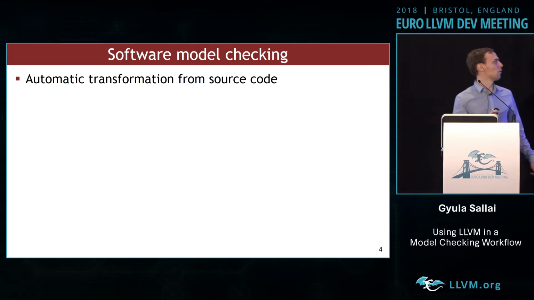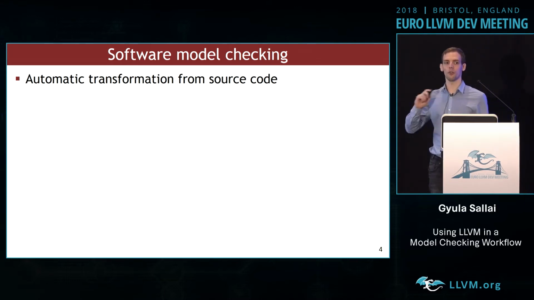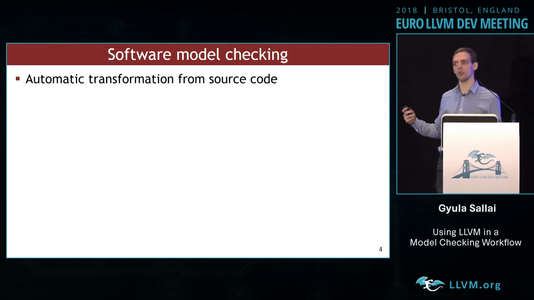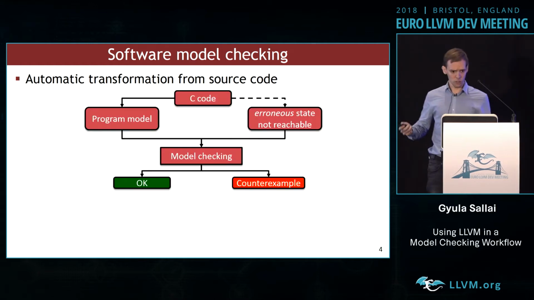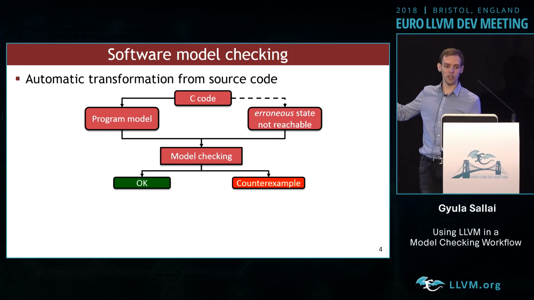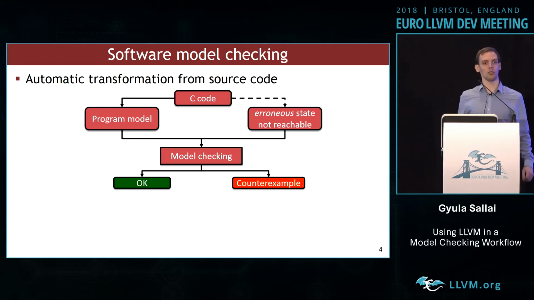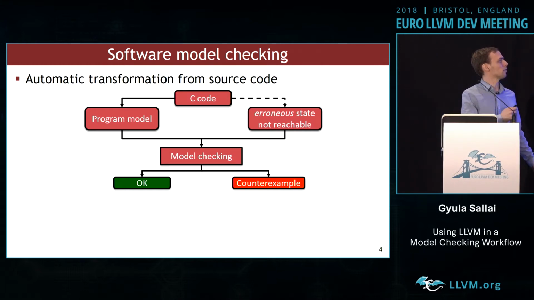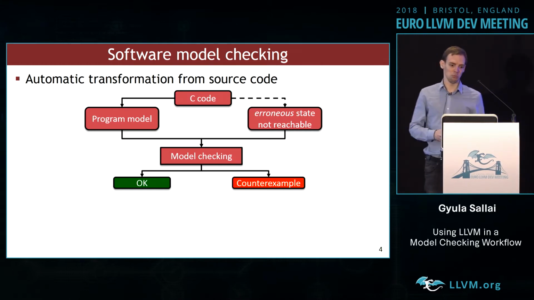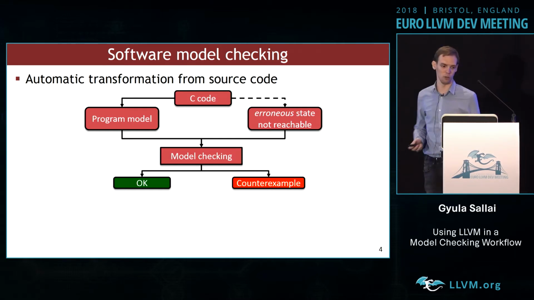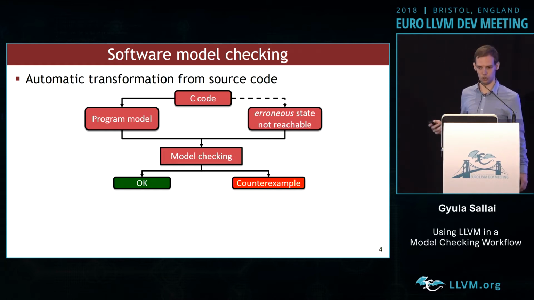Now, we not only want to do model checking, but we want to do software model checking, which means that we want our formal model built up automatically from the already implemented source code. So basically, what we want is a workflow where we have C code at the beginning, then an automatic transformation to a formal model suitable for imperative programs, and we also want to derive the formal property automatically. As an example, something along the lines of that we do not want some erroneous state to be reachable. Then we can continue model checking as usual.